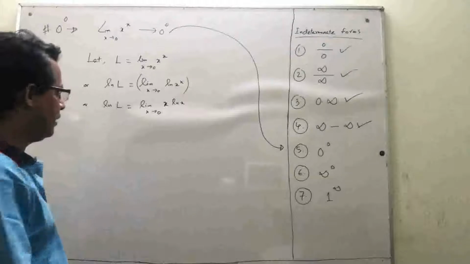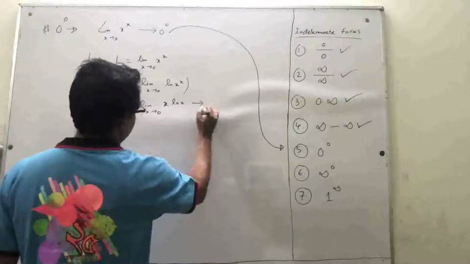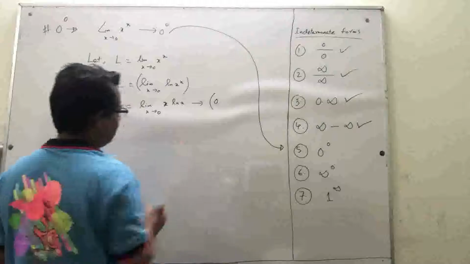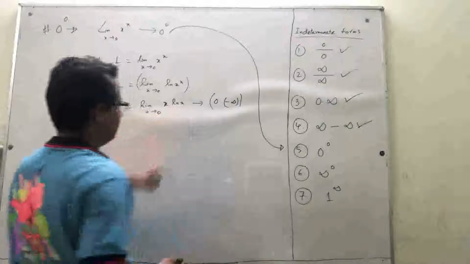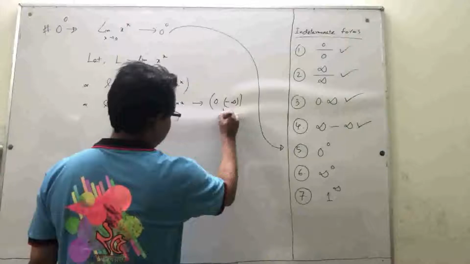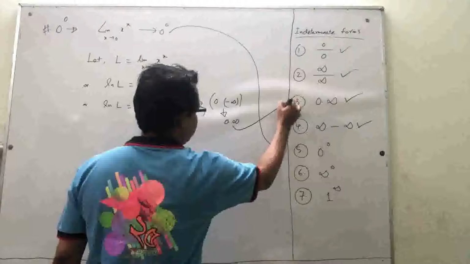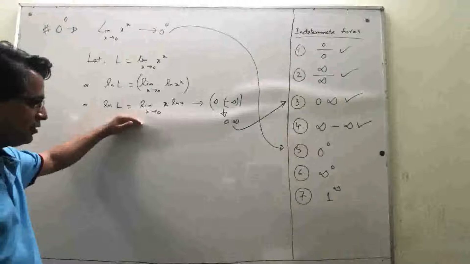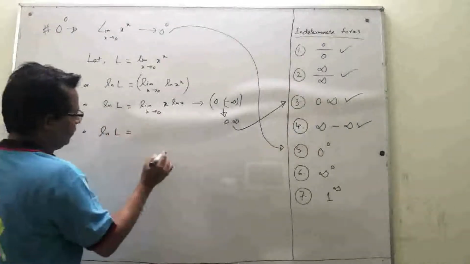If we again check the value of this function at x equal to 0, then we get, as x tends to 0, 0 into ln x, that is minus infinity. At x equal to 0, ln x is minus infinity. That is, we can treat it as 0 times infinity, which is an indeterminate form. So we have to remove this form from this limit. For this, we can proceed in this way.